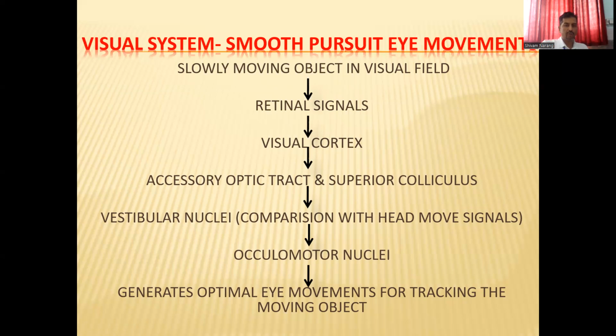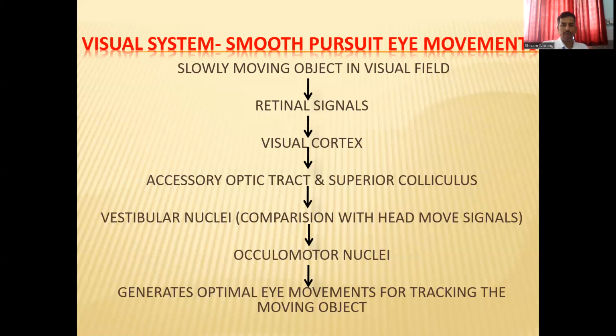From the visual cortex, the accessory optic tract and superior colliculus, it will reach the vestibular nuclei here. And here there will be a comparison of these eye movements with the head movements. Ultimately it will reach the oculomotor nuclei, where it generates optimal eye movements for tracking the moving object.